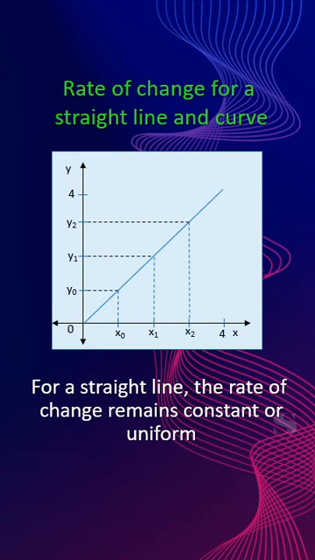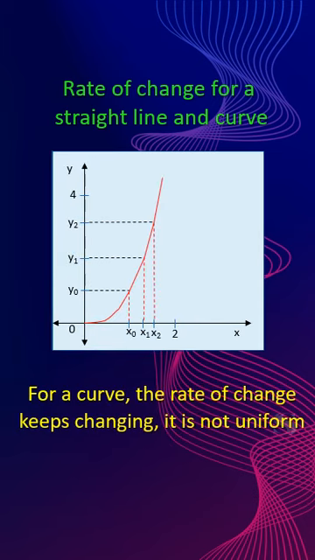For a straight line, the rate of change remains constant or uniform. For a curve, the rate of change keeps changing; it is not uniform. The two graphs show the changing slope and the rate of change of the functions that are graphed.